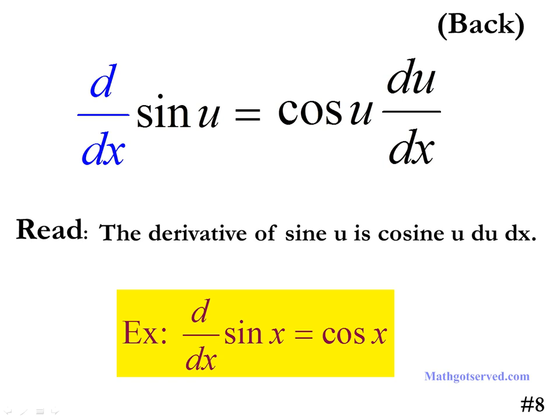The derivative of sine x is cosine x. The du dx in this case is dx dx, so that cancels out, it's just 1. So this is not a composite function, so this du dx piece is basically dx dx, and that drops off. Next formula.